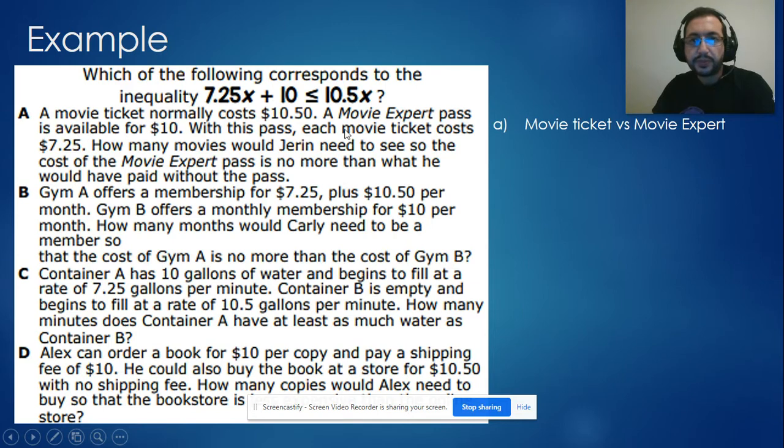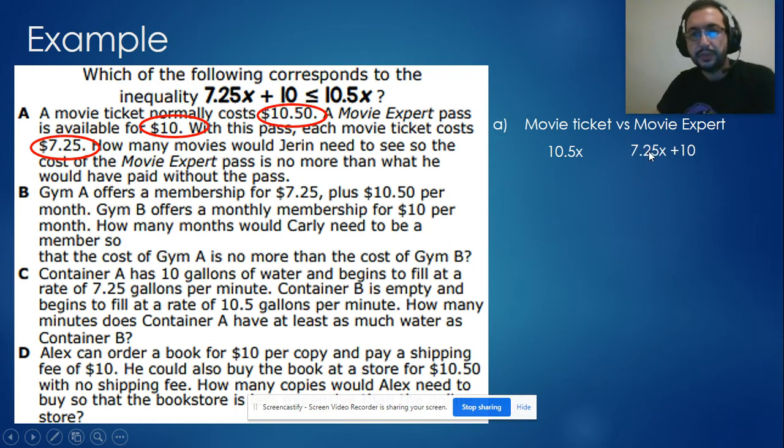For letter A, first, we need to look at the options: the normal movie ticket versus the movie expert pass. Then we need to identify the key elements and see which one needs a variable and which one will be just a number, a constant. So $10.50 per ticket needs a variable because it's per ticket. The other option is a $10 fee for the pass plus $7.25 per ticket, so the 7.25 is the one that needs a variable.